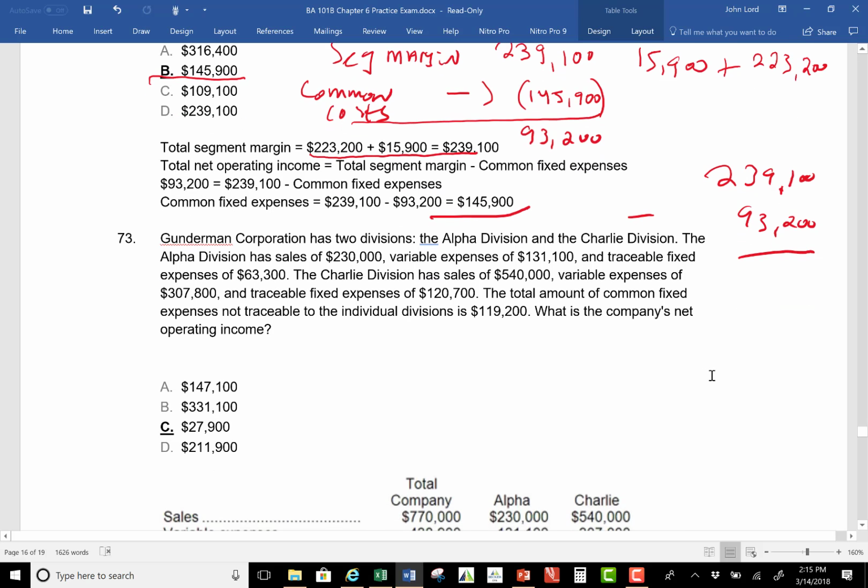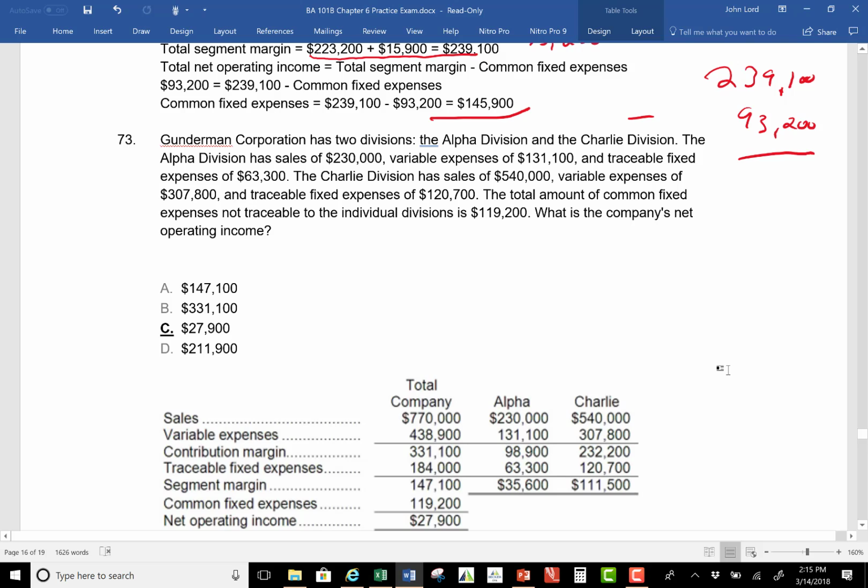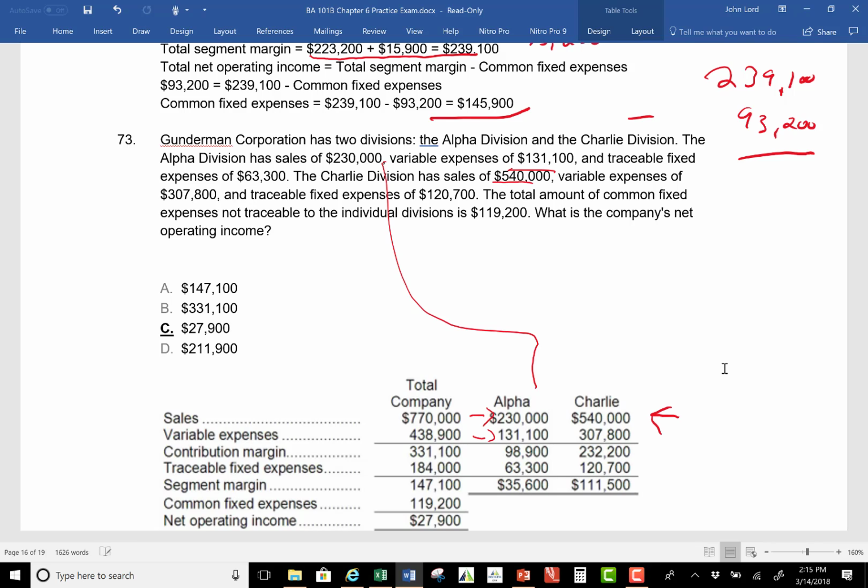Gunderman Corporation has two divisions, Alpha and Charlie. The Alpha division had sales of 230 and variable expenses of 130. This is the solution down here, guys, this is how you would answer this. This is not part of the problem. Then for the Charlie division, sales of 540 and variable expenses of 307. Then they call out for us what?